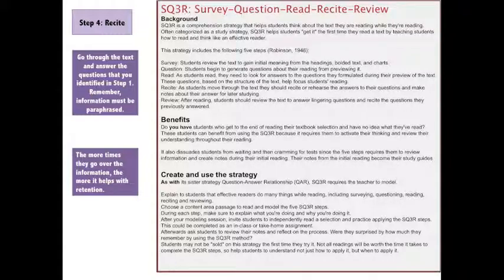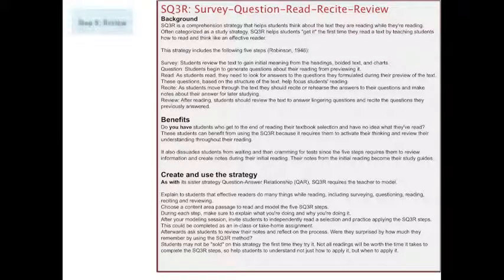The more times they go over this information, the more it helps with retention. So I just find the more times we can get eyes on text, the better. And this can also be done orally. You can ask the questions and have them answer it.